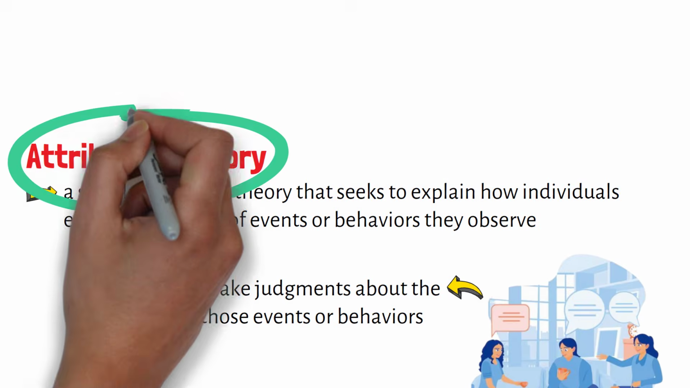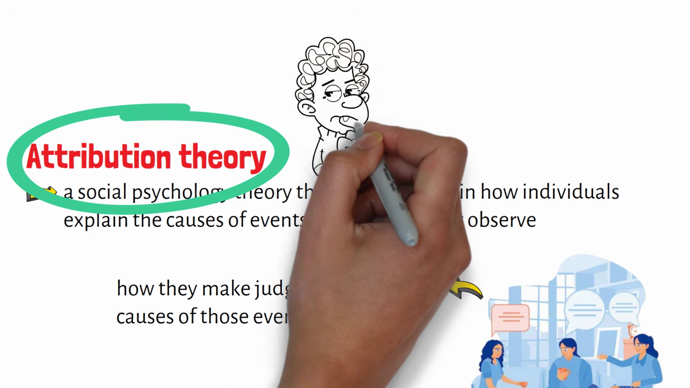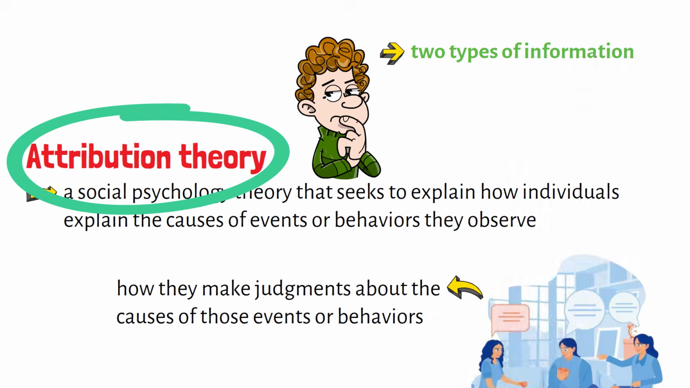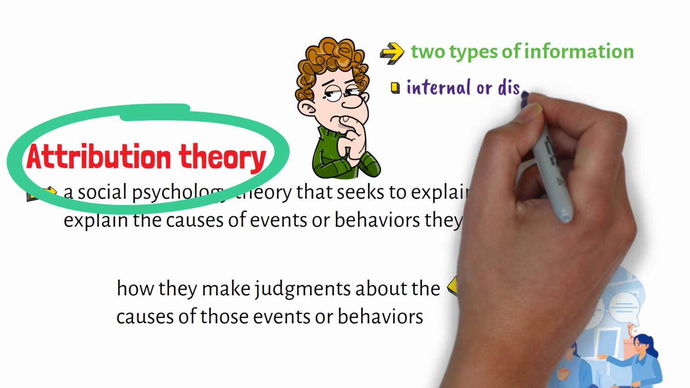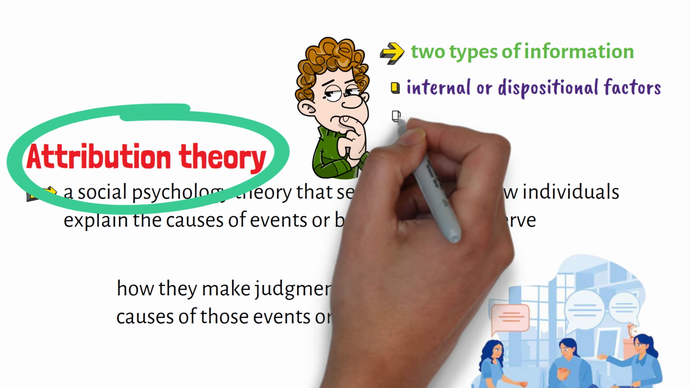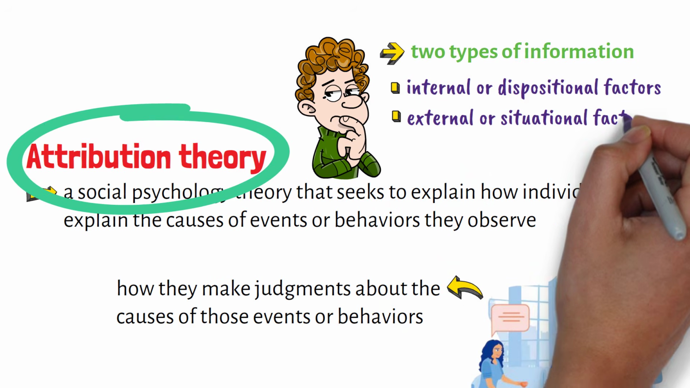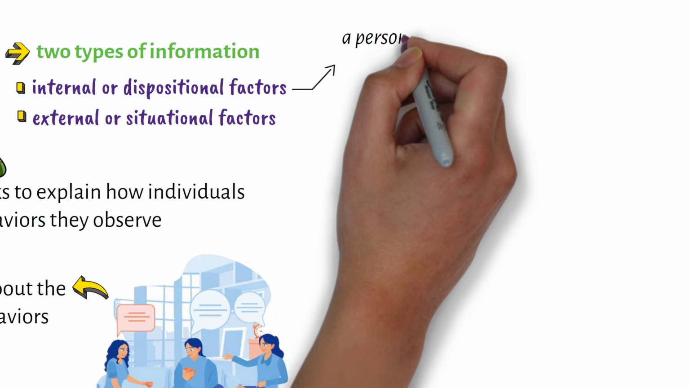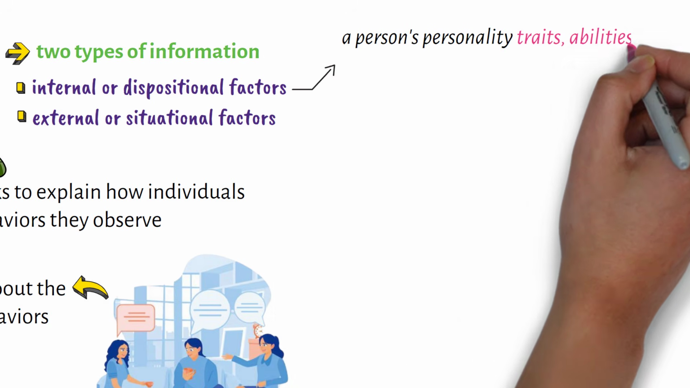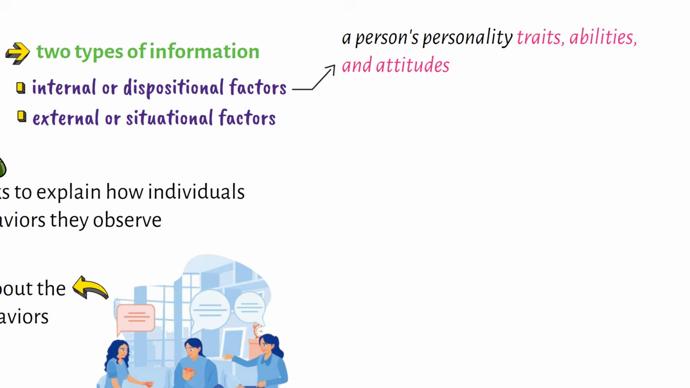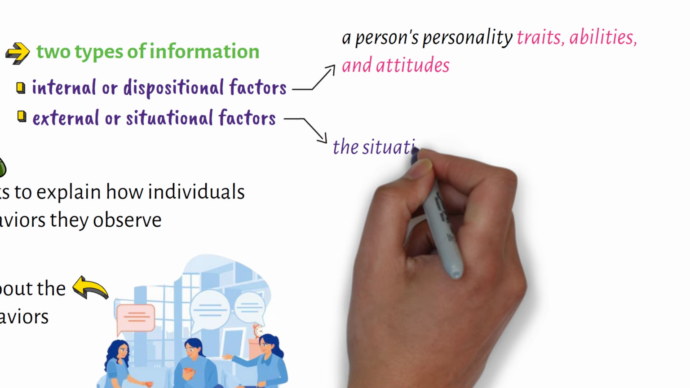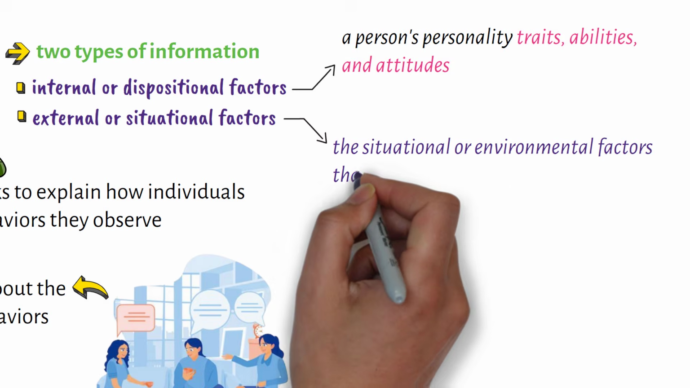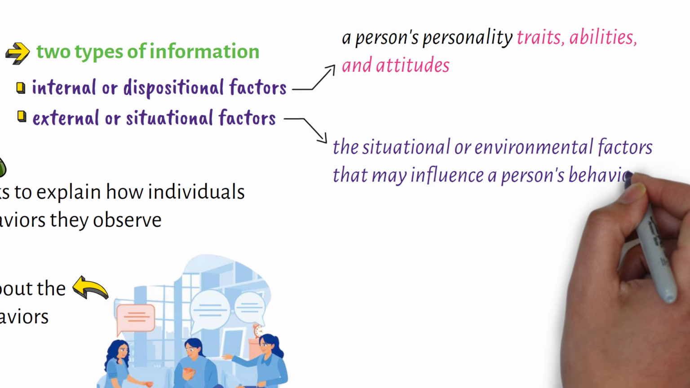According to attribution theory, people make attributions based on two types of information, namely, internal or dispositional factors, and external or situational factors. Internal factors refer to a person's personality traits, abilities, and attitudes, while external factors refer to the situational or environmental factors that may influence a person's behavior.